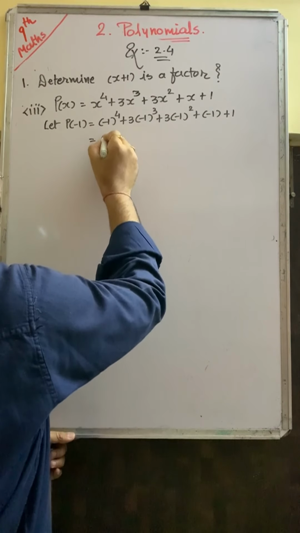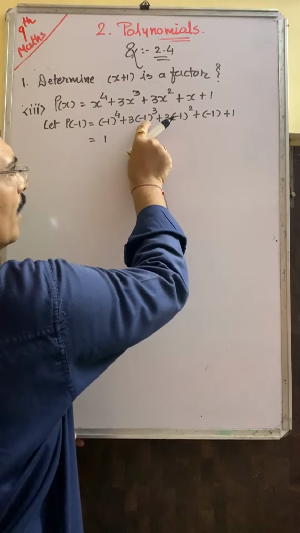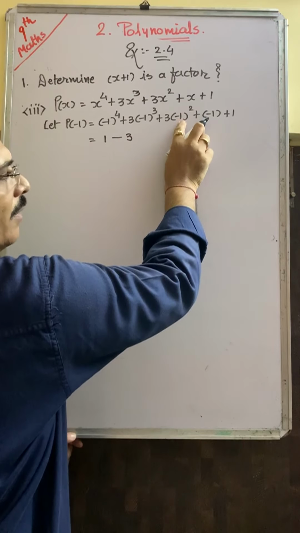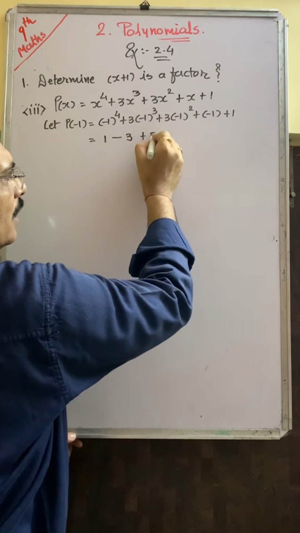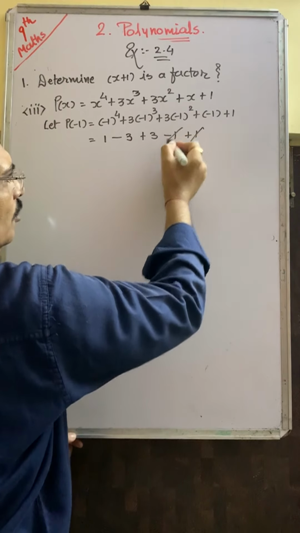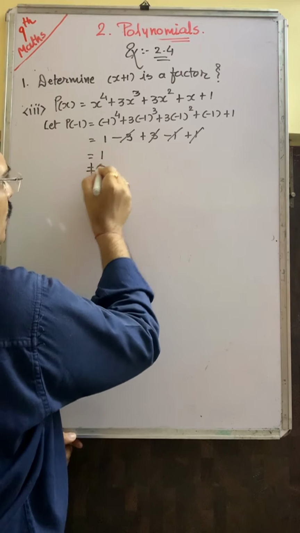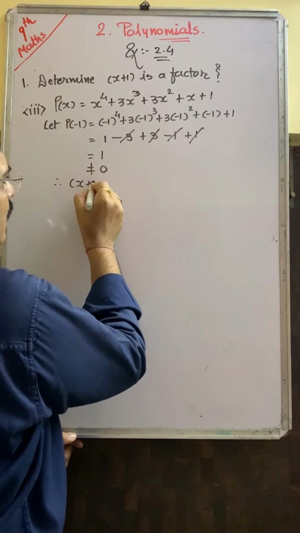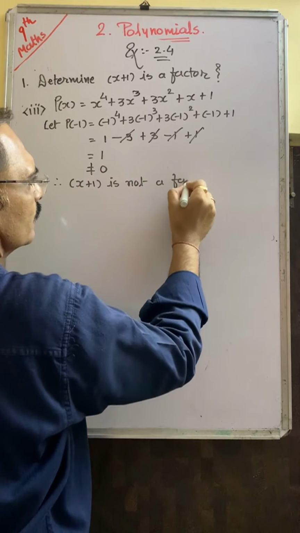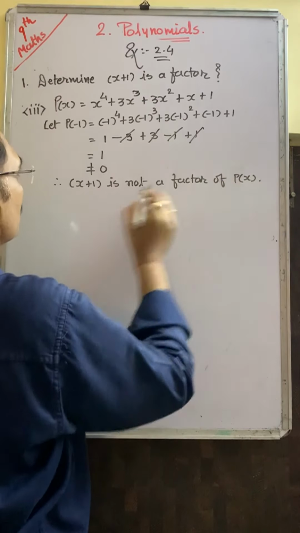Minus 1 raised to 4 power is plus 1. Even power is always positive, odd power is negative, so plus, minus minus, 3 ones are 3. Even power is positive, so plus 3 ones are 3, plus minus minus 1, plus 1. Plus 1 and minus 1 is 0, plus 3 and minus 3 is 0, remaining is 1, which is not equal to 0. So you can write x plus 1 is not a factor of the given polynomial.